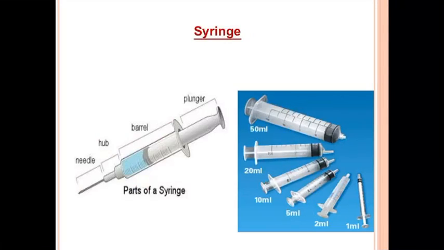Now first we will see the syringe. These are the parts of the syringe. We attach the needle at the nozzle of the syringe: needle, hub of the needle, then the barrel of the syringe and the plunger. Syringes have various types. According to the amount, 1 ml, 2 ml, 5 ml, 10 ml, 50 ml capacity syringes are available.